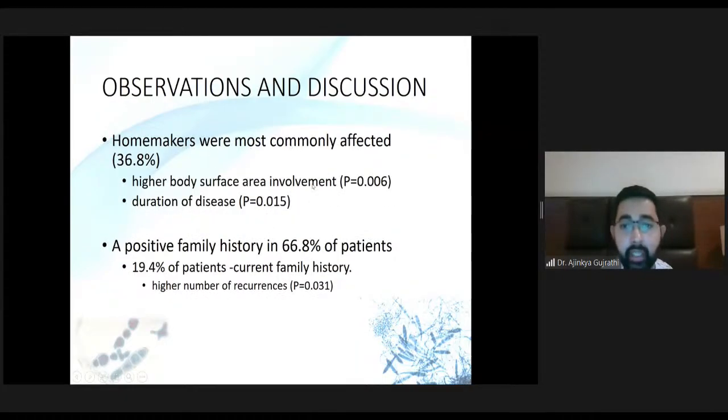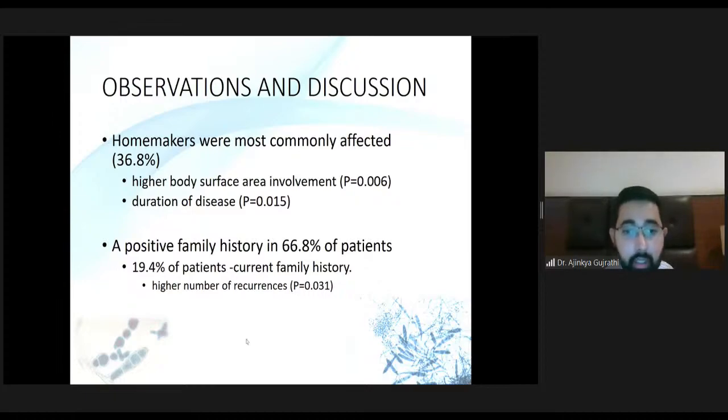We also found that homemakers were most commonly affected, with a higher body surface area and duration of disease. The possible reason for this is the practice of cooking, because studies have proven that home cooking is a major risk factor for tinea corporis. The reason is most likely the large amount of exposure to heat for a prolonged period of time, and the associated sweating, which provides an ideal milieu for dermatophytes to grow.